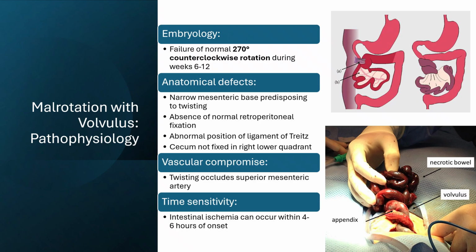When volvulus occurs, the twisting motion occludes the superior mesenteric artery, the single vessel supplying the entire midgut. This vascular compromise progresses rapidly from venous congestion to arterial occlusion. The time sensitivity cannot be overstated. Intestinal ischemia begins within 4 to 6 hours of onset, and irreversible necrosis follows shortly after. This narrow window explains why any bilious emesis demands immediate evaluation. The entire midgut can be lost if diagnosis and intervention are delayed.